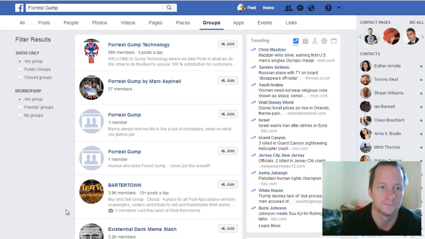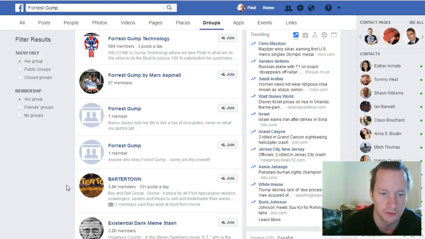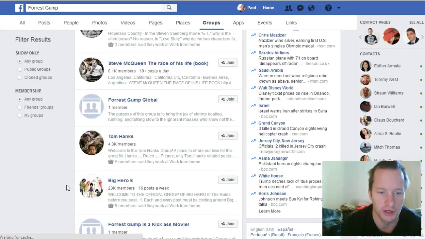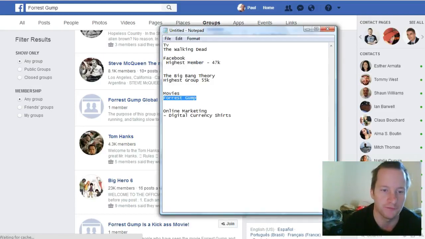So we're on the groups and we're looking at Forrest Gump, and I'm going to see if there's any big groups with a lot of members. You got something for Tom Hanks, but that's just for the actor. You don't have it for the movie. And I'm not really seeing a big group for Forrest Gump, so this might be the first one on the list to go.